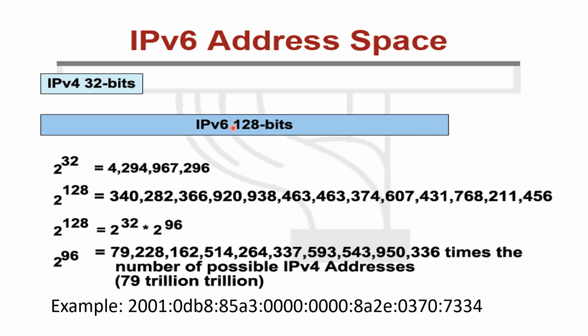IP version 6 uses a 128-bit address space, allowing 2 to the power 128 addresses, which is an extremely large number. IP version 6 addresses are written in hexadecimal format, divided into 8 groups separated by colons.